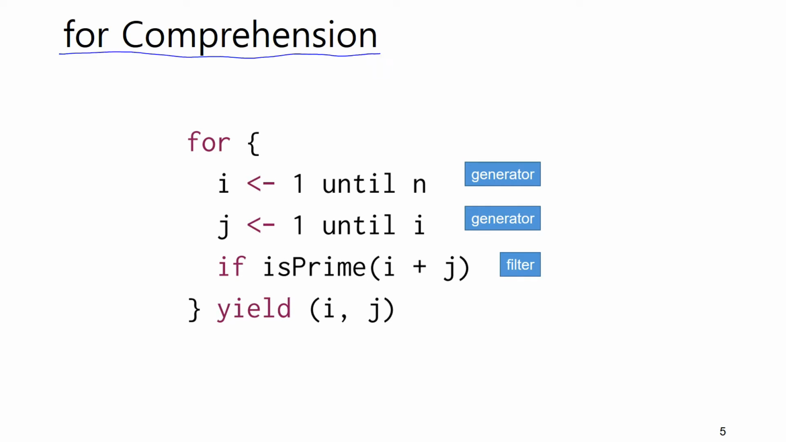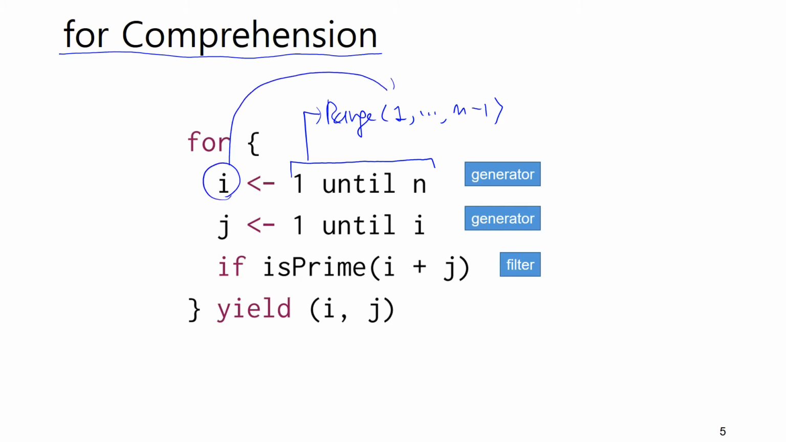Scala has a for comprehension, which is a very powerful construct in practical programming. So here's an example of using for comprehension. First, from this expression, you create a range starting with 1 and ending with n-1. And this variable i is going to take one of these values starting from the first element 1. And next, we create another range from this expression, which starts with 1 and this time ending with i-1.